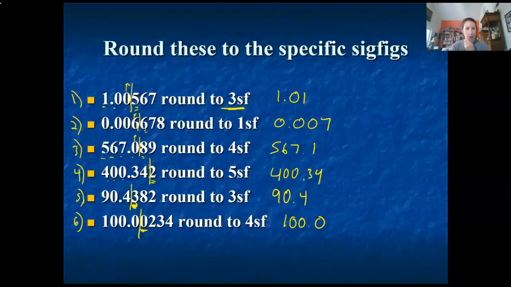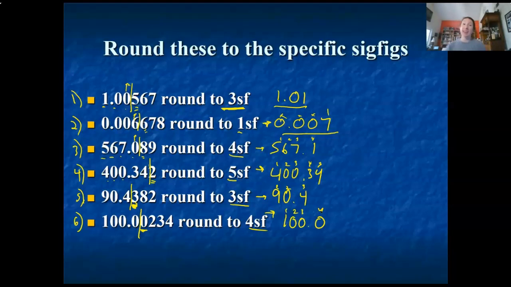So now when we do this, check and make sure your number of sig figs are still correct. This is 3. This has 1, right? And if you're not sure, remember decimal place is present. Doesn't count, doesn't count, doesn't count. 1 sig fig. 4 sig figs. 1, 2, 3, 4. 5 sig figs. 1, 2, 3, 4, 5. 3 sig figs. 1, 2, 3. 4 sig figs. 1, 2, 3, 4.